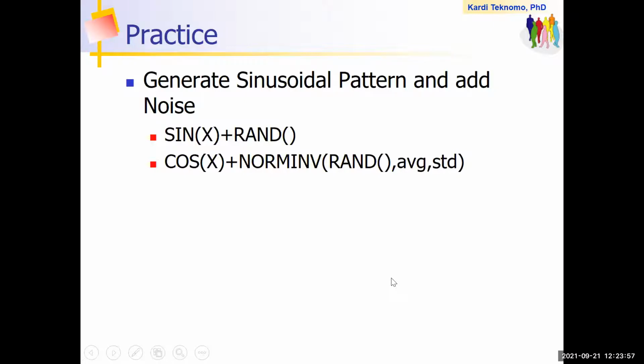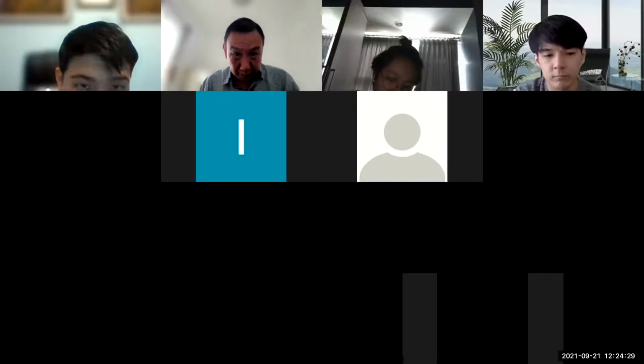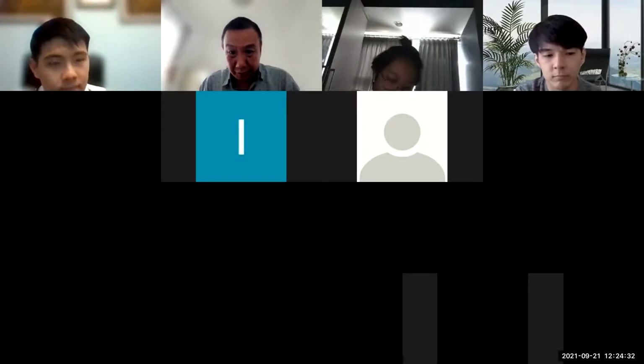So let's do this. Let's generate two patterns, and then you add noise. The first pattern is sine of x plus random noise. The second pattern is cosine of x, and then you add Gaussian noise. This is also called white noise. Let's do that. I open a new Excel sheet here.